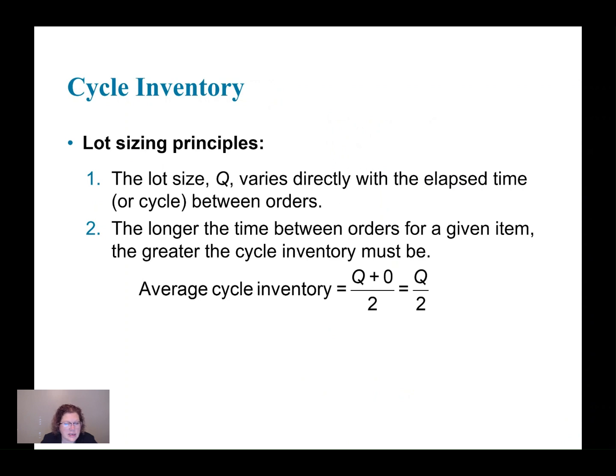So you can see here that we have lot size is the variable Q. So our average inventory level for our cycle, our regular inventory levels, is basically Q plus zero. So this would be the beginning of having that lot size delivered to when you run out. So basically Q plus 0 divided by 2, which gives us Q over 2, which is determined to be my average cycle inventory.